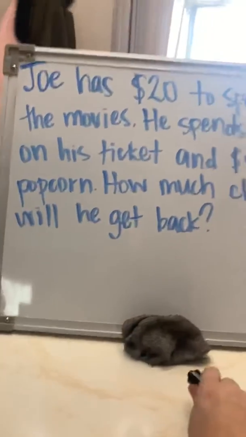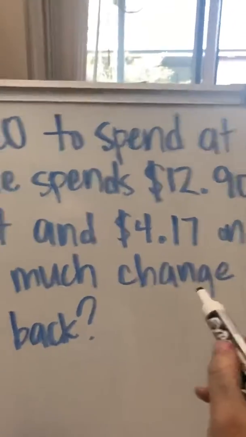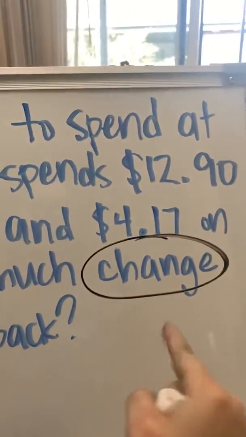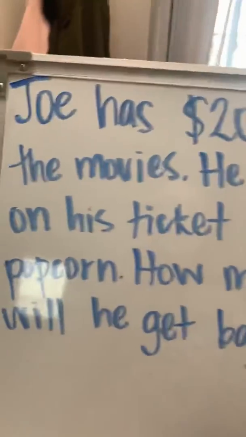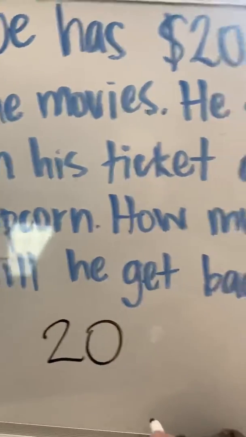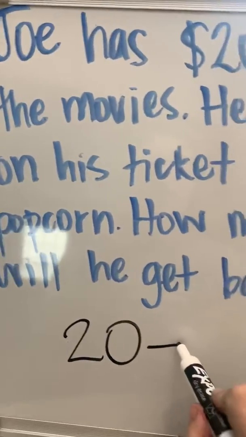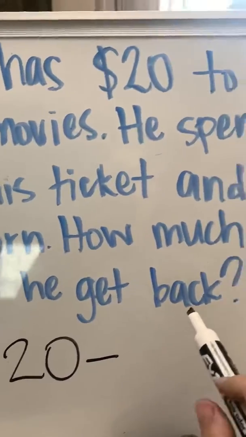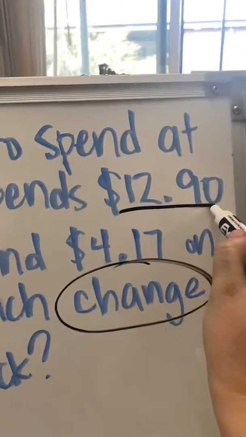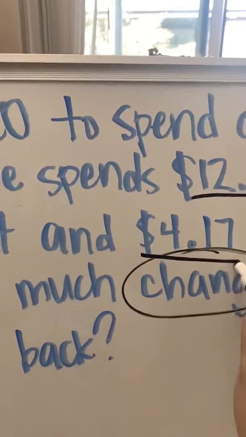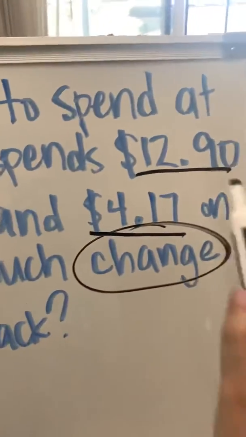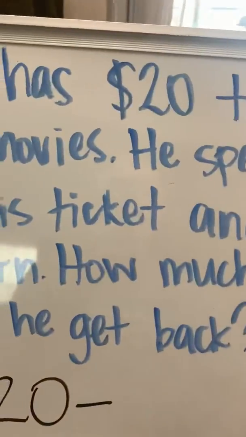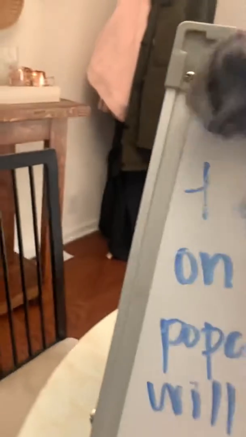All right, to figure this out, we've got to understand that this means how much he's going to have left, which means that I'm going to be subtracting. Starting out with $20, and I've got to take away how much he has spent. And he spends $12.90 and $4.17. So the first thing that I'm going to do is add $12.90 and $4.17. So I'm going to go ahead and erase my board to give myself some workspace.